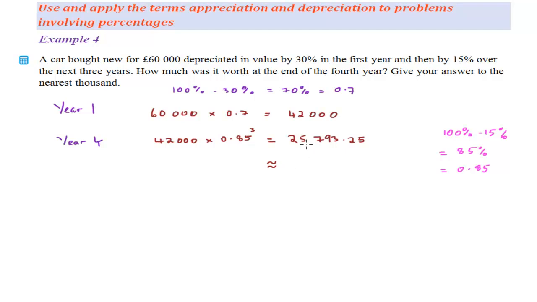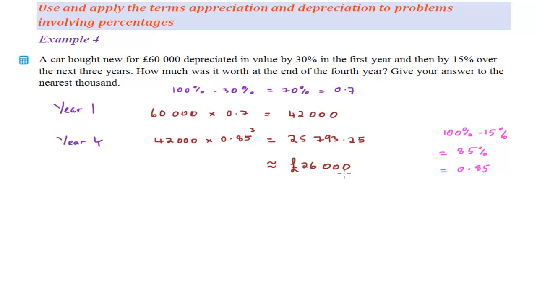We were asked to give our answer to the nearest 1,000, so again, wavy equals sign means approximately, and this to the nearest 1,000, you can see here, is in fact 26,000, and we better not forget the pound sign, that's important because we're talking about money here. So £26,000.